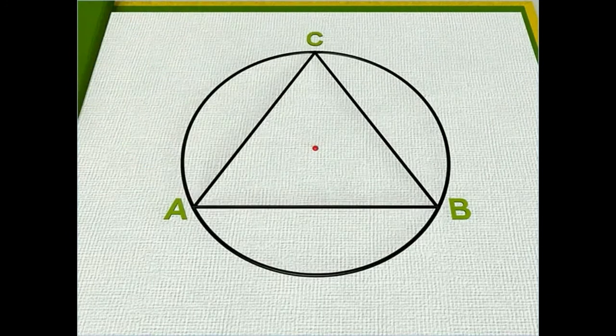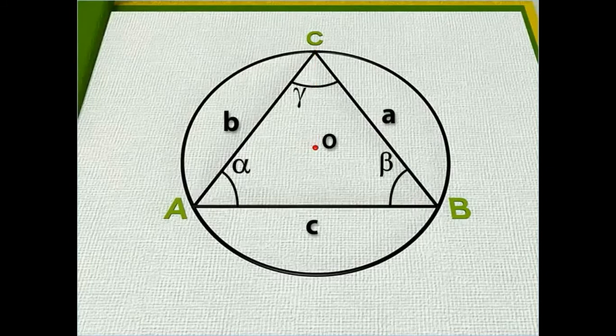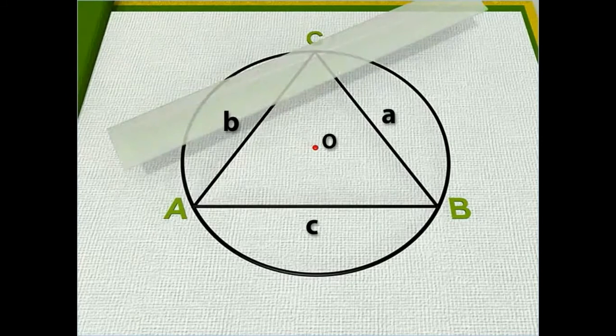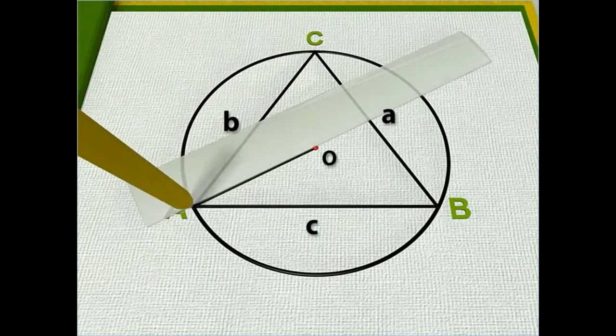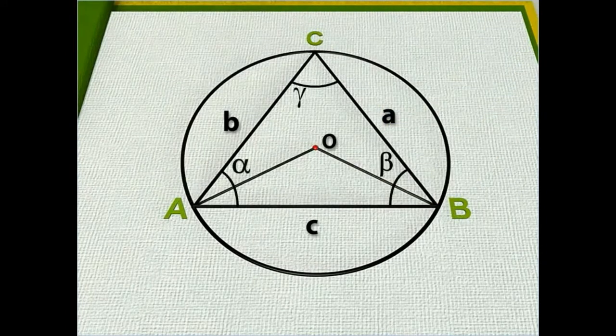Now if you draw the circumcircle of triangle ABC, the circumcenter represented by point O is the center of the circle. Let us assume that the radius of the circle is r. If you join OA and OB, you will obtain an isosceles triangle OAB.